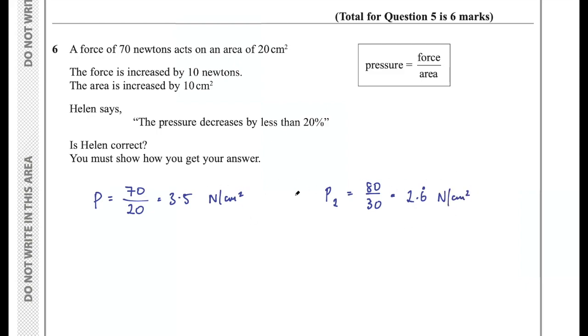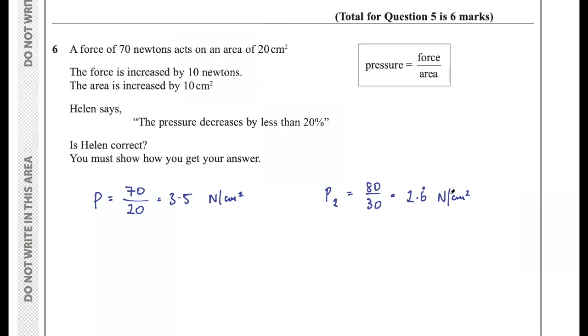And now we have the difference, so we can see that the pressure has decreased from 3.5 to 2.6 recurring, but we need that as a percentage of the original pressure. That's what this is talking about, this percentage. That's always in terms of the original amount that you're starting with.